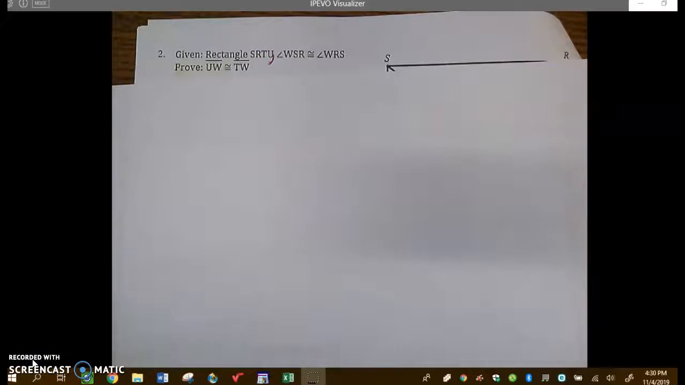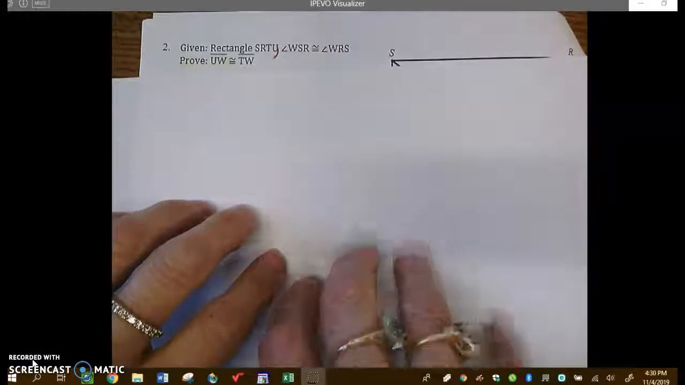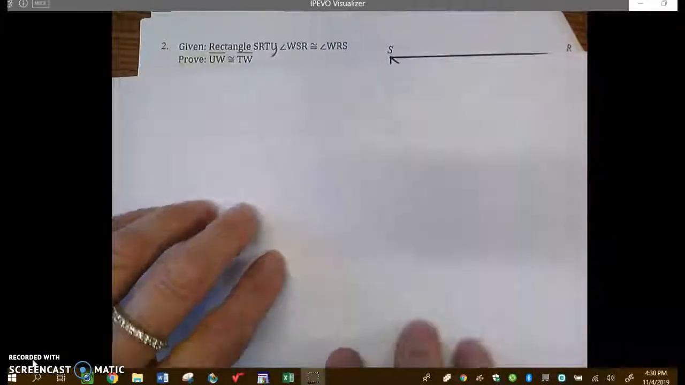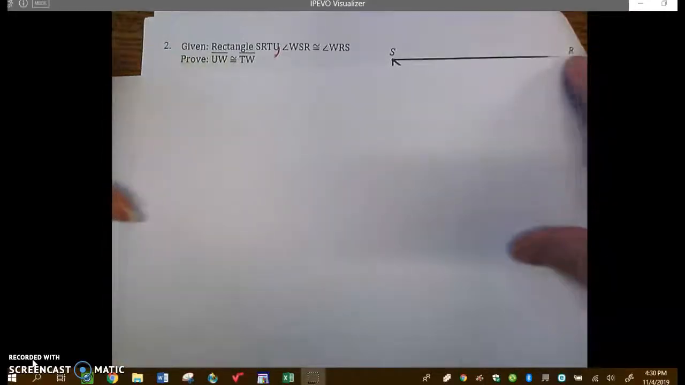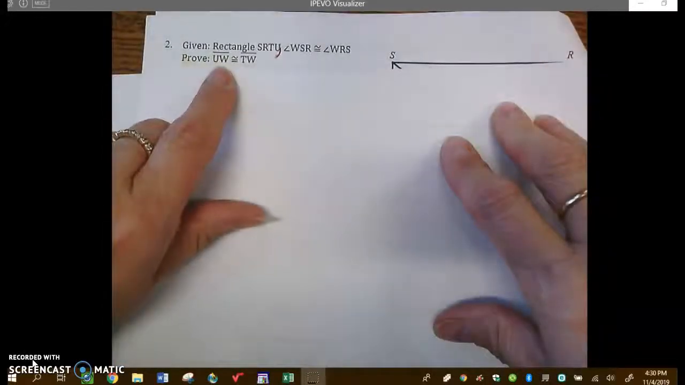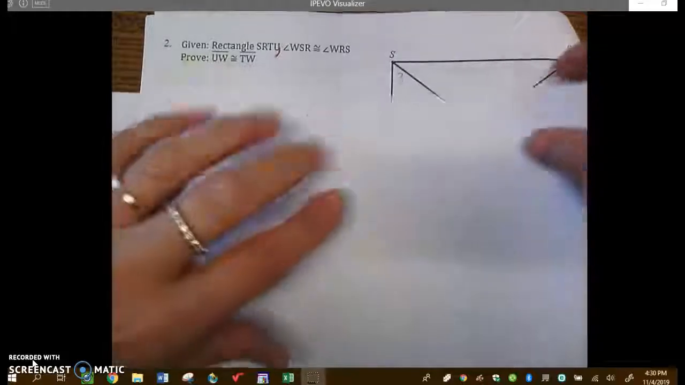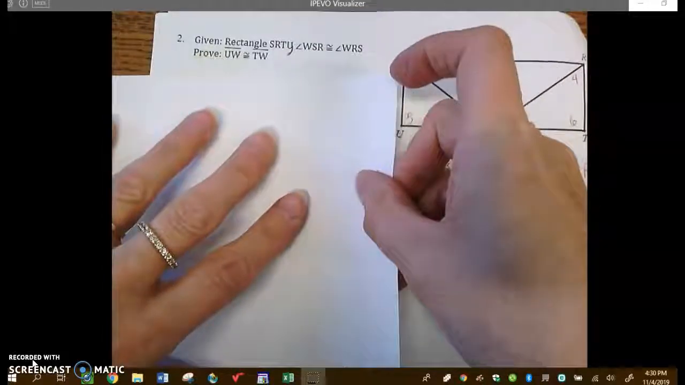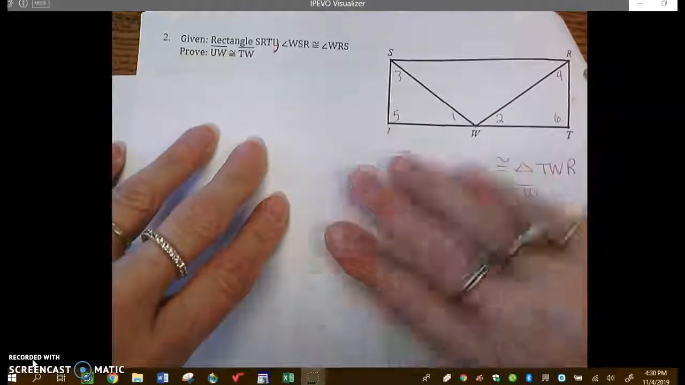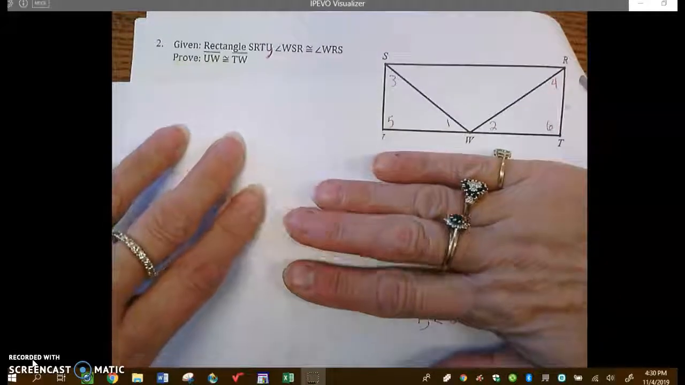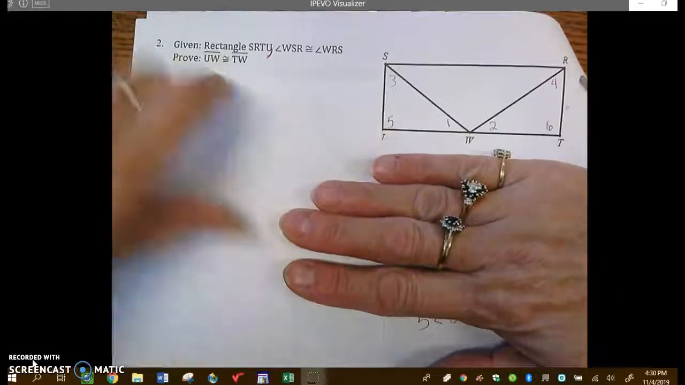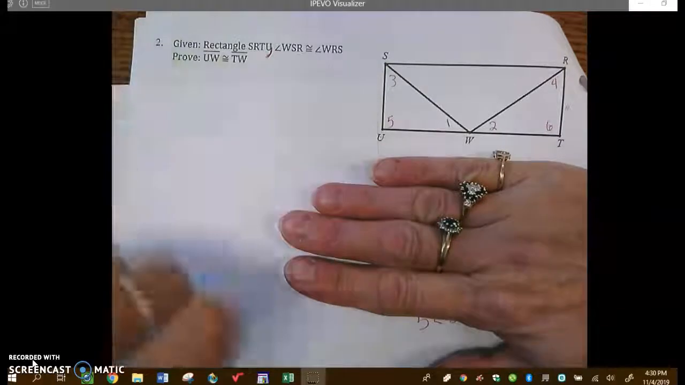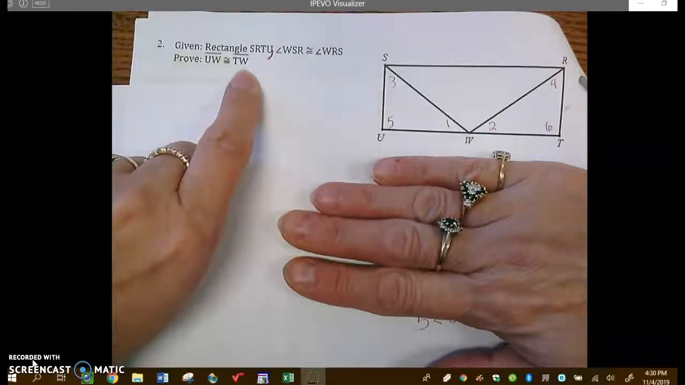Okay, welcome back. All right, we're now going to do problem 2. I already started doing it, so I have covered up my information. Again, we are trying to prove that 2 line segments are congruent. So if you look at the picture, I'm trying to cover up everything I wrote down already. We're proving line segment UW is congruent to line segment TW.